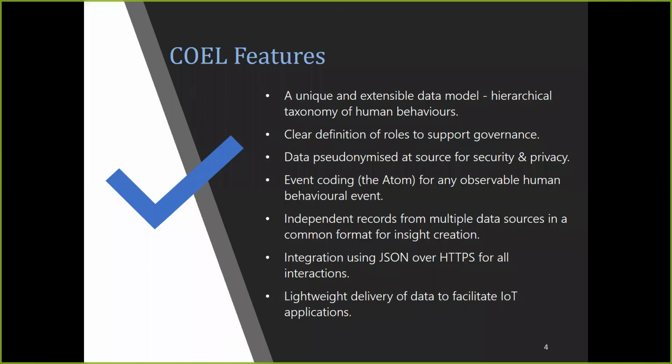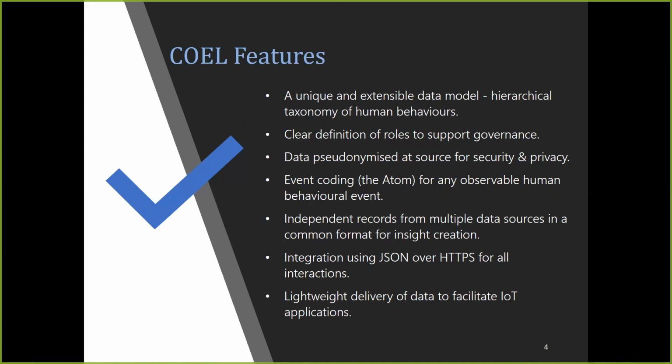Some of the basic features of the technology: we have a unique extensible data model. It's a taxonomy of human behavior. We think that there are about 7,000 individual behaviors classified today. At the top level, there are 31 clusters of activity. You'll see these in a little more detail later. And where you don't know the detail, you can use a higher level of the taxonomy to describe behavior. It's also very clear in the governance model that we describe what roles different actors play in the ecosystem, and that gives us a framework for support and governance.